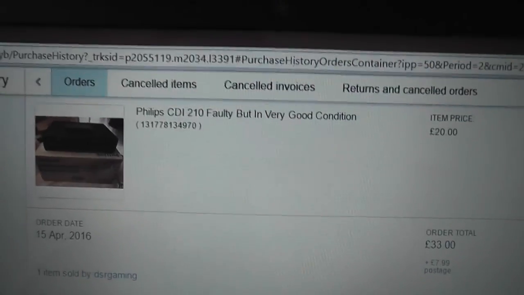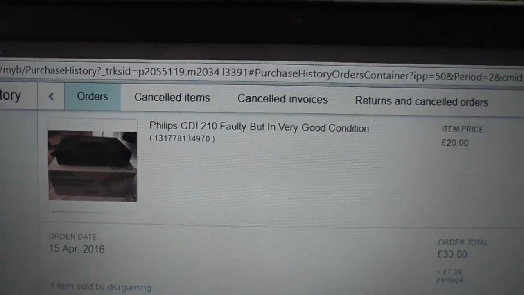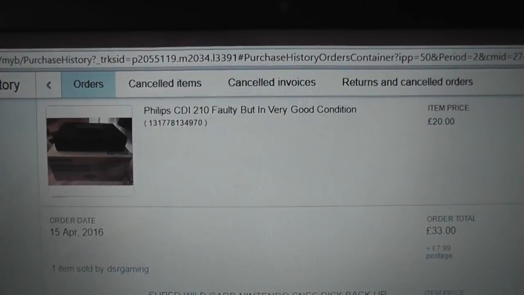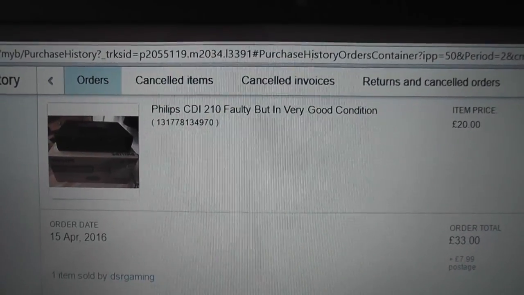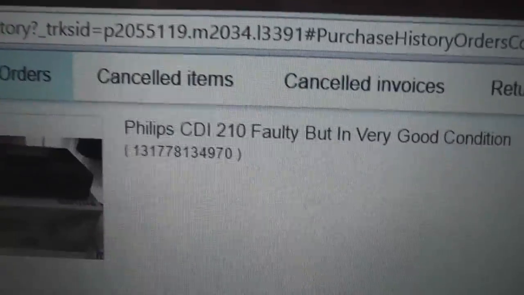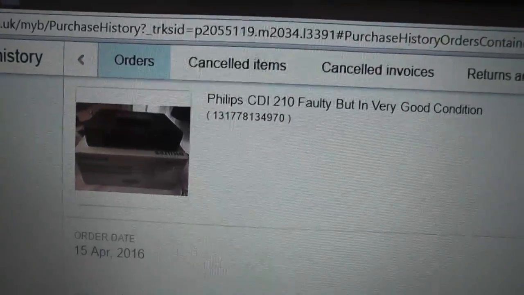You can't actually see the details anymore because it's been so long since I bought it, but it's faulty. I think from memory, the seller had said that it had a faulty CD tray, and that was the main issue with it. But it says it's in very good condition. We'll have a look at that, see if that's true.